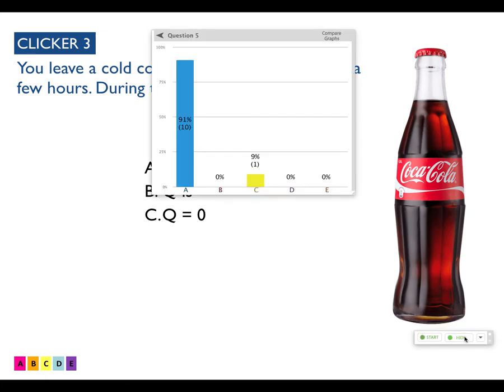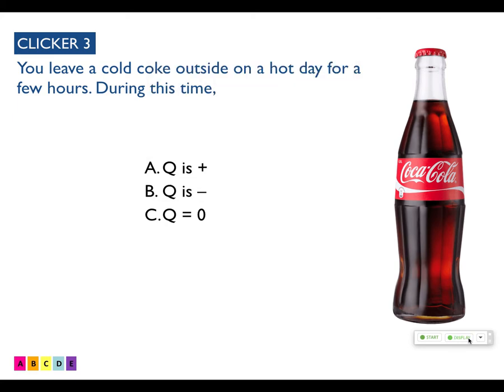All right. So, somebody's going to say we didn't really define the system, but if your system is the Coke, okay, then the heat is moving from the environment into the Coke, and then Q should be positive.